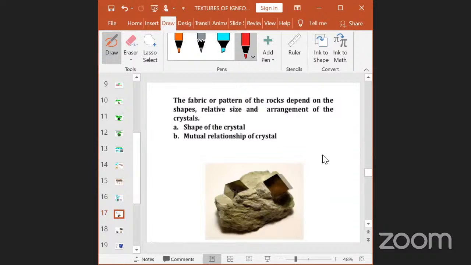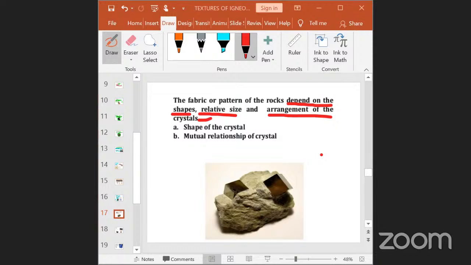So what is the fabric? The fabric is the pattern of the rocks, and it depends on shape, relative size, and arrangement of the crystals. So the fabric pattern depends on the shape, size, and arrangement of crystals.